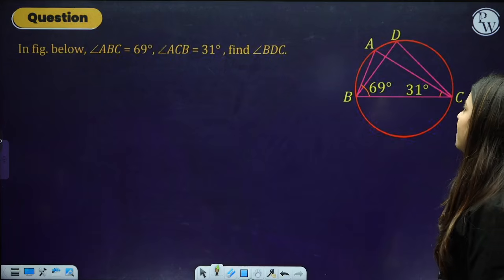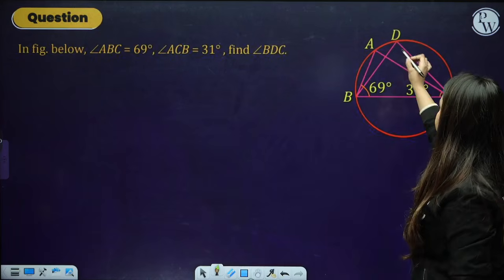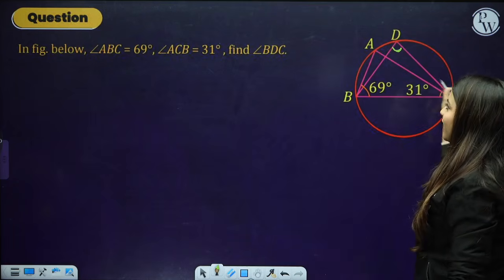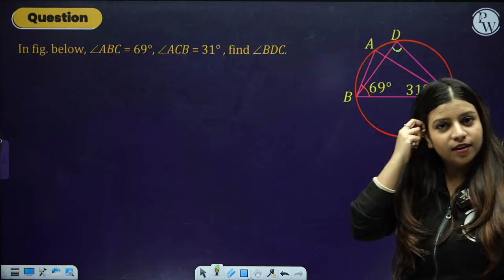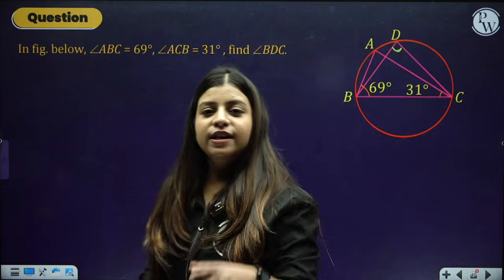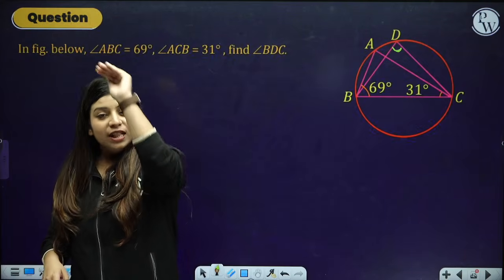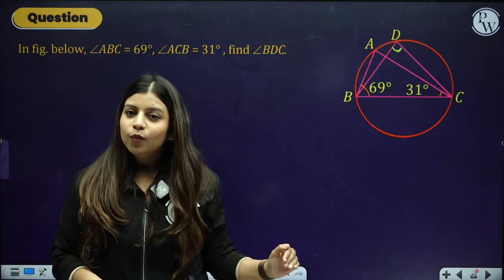Now we have to find out angle BDC, that means this angle. Right, now this is a chord. Angles in the same segment are equal. There is one more thing: as we have seen, there is one angle at the center, and angles in the remaining segments, and all the angles in the remaining segments are equal to each other.